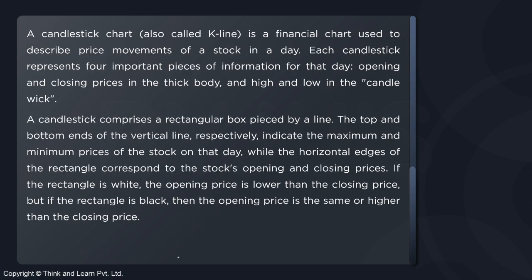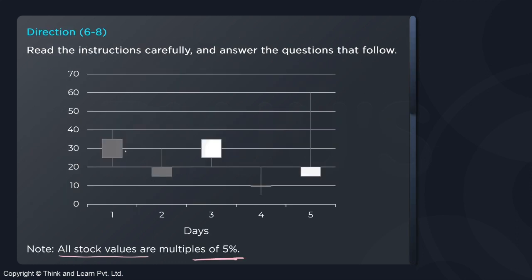Let's look at this. A candlestick chart, also called a K line, is a financial chart used to describe price movements of a stock in a day. Each candlestick represents four important pieces of information for that day: opening and closing price in the thick body, high and low in the candle wick. The thick body is this black one, and the candle wick is this small line here.